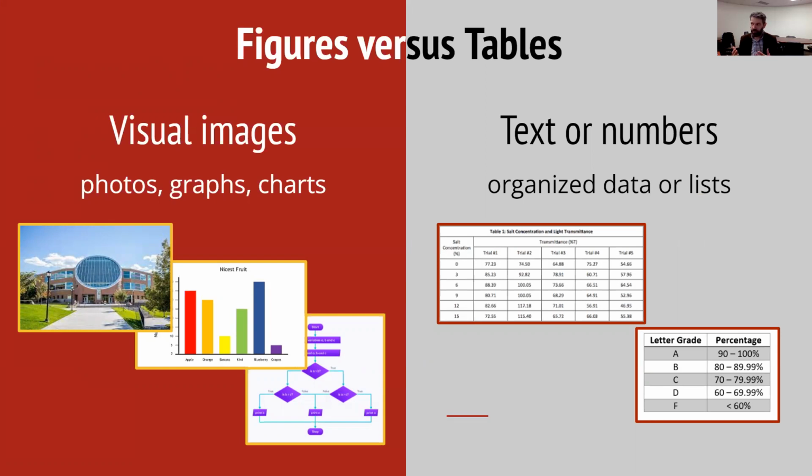Now, tables can be really simple, but they could have multiple rows and columns. Generally, if you've only got one column or one row, then you don't need a table. You could just list it as part of your text. But if it's got multiple columns or multiple rows, then a table is preferred.